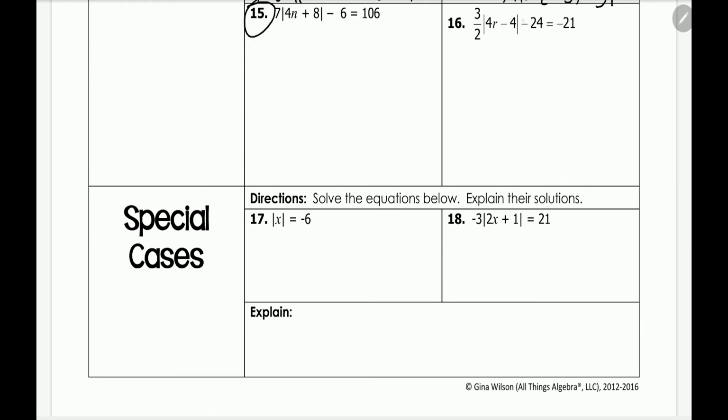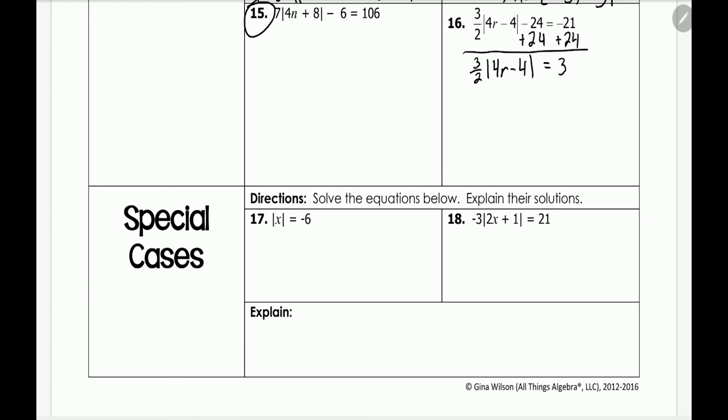So we have to solve this. So we're going to add 24 to both sides. Okay. That gives us 3 over 2 times the absolute value of 4r minus 4 equals negative 21 plus 24, which is going to be 3.